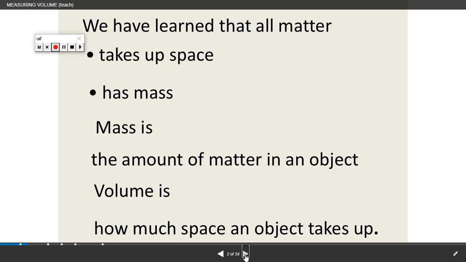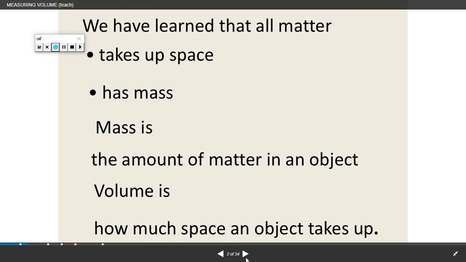We have learned that all matter takes up space. And taking space means it has a volume. And of course it has a mass, and mass is the amount of matter in an object. That means: is it heavy or light, is it easy to move or hard to move. This is for mass. What about volume? As we said before, volume is how much space an object takes up.